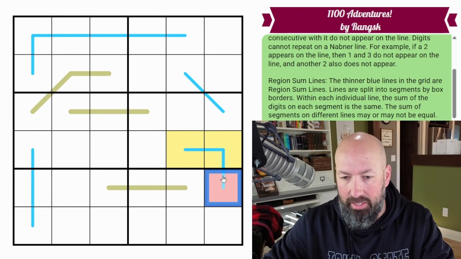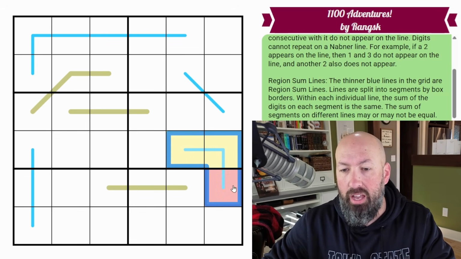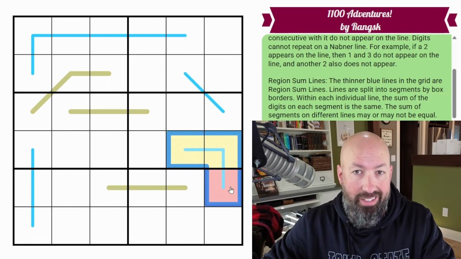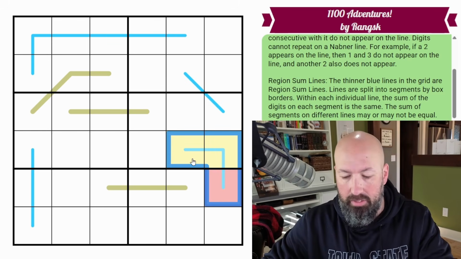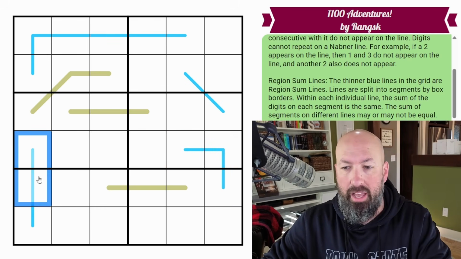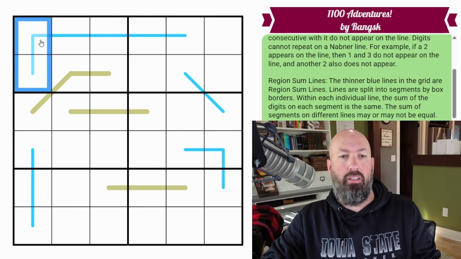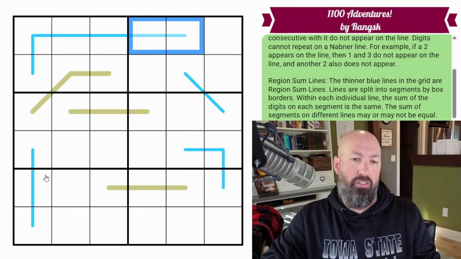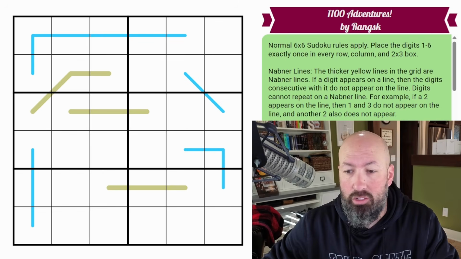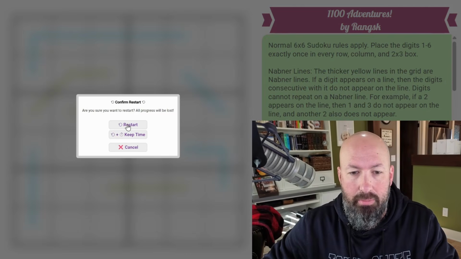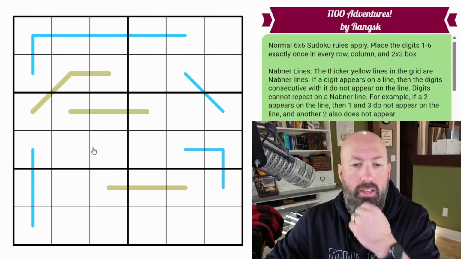This would be a segment because it's split up by the box border. And within each individual line, the sum of the digits on each segment is the same. So these two sum to the same as this one. Different lines can have different sums, potentially. These 4 are going to sum to the same as these 2, etc. And that is all the rules. So link in the description if you want to try this out yourself. I'm going to reset the timer now and give it a try myself.